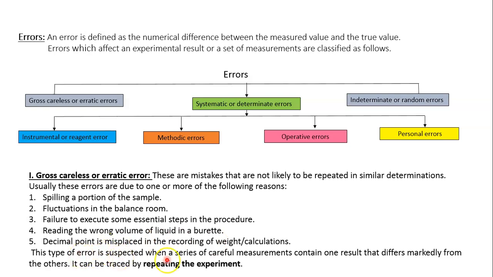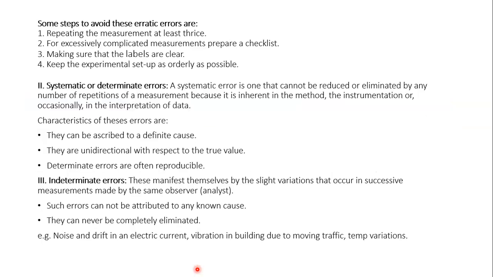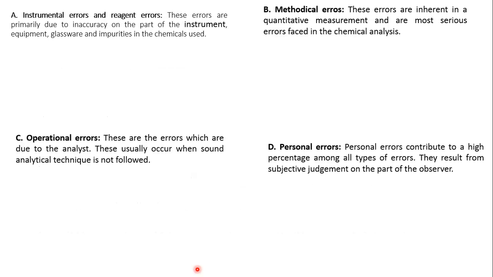This type of error is suspected when a series of careful measurements contains one result that differs markedly from the others. As we discussed already, it may not happen in all the readings. It may just happen that one of the readings shows some deviation. So it can only be traced by repeating the experiment. That's the reason generally when you're doing any volumetric analysis, we tell you to please go on taking the reading till you get a constant reading. Don't stop at the first reading or second reading. Now we'll come back to this slide a little later.